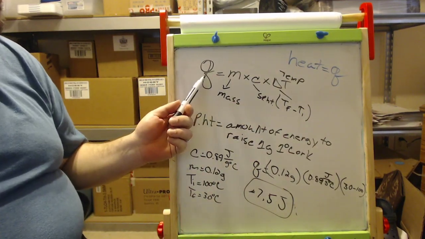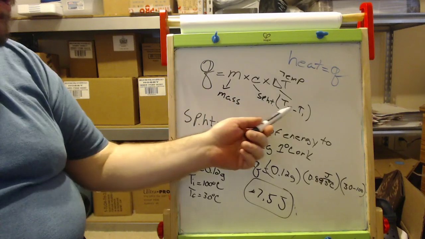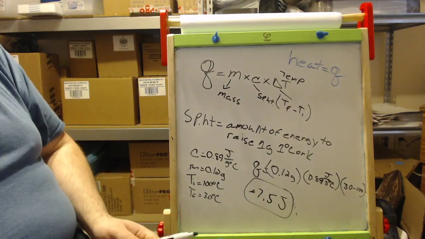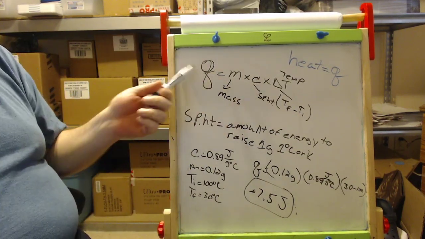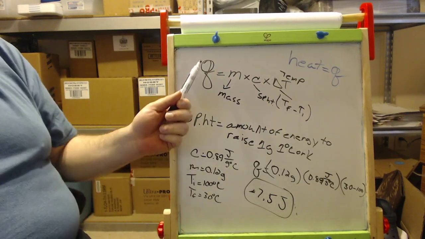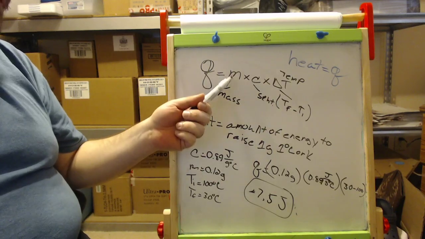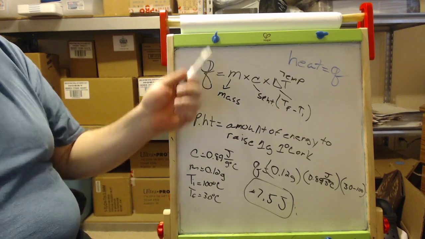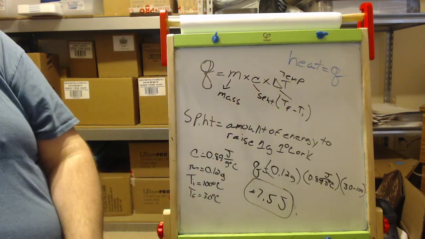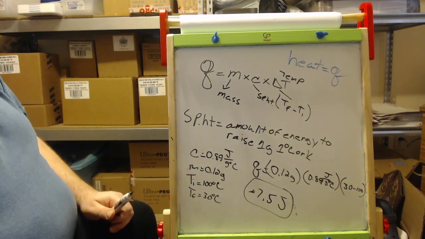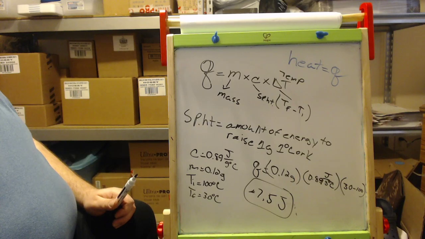And the thing about the formula is, there are 1, 2, 3, 4, 5 variables, if we count TF and TI as two different variables, specific heat, mass, and Q. As long as I'm given 4 of the 5 variables, I could calculate the other. If I was given Q, C, TF, and TI, I could find mass. If I was given Q, M, TF, and TI, I could find C. If I was given Q, M, C, and TF, I could find TI doing the algebra. Okay. Questions on this?